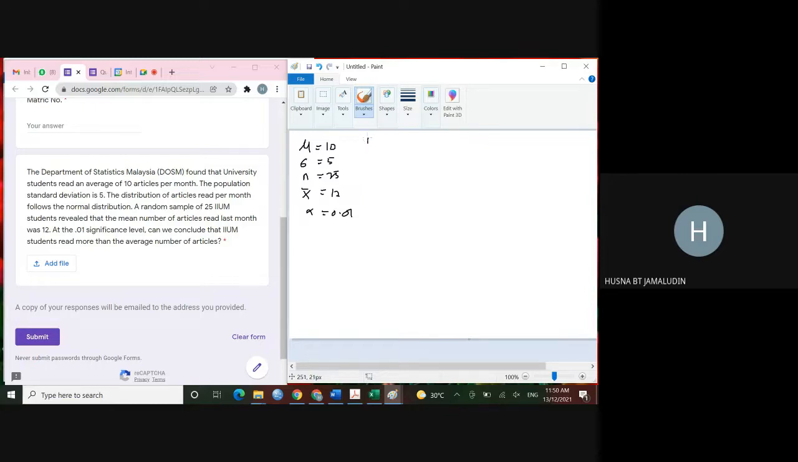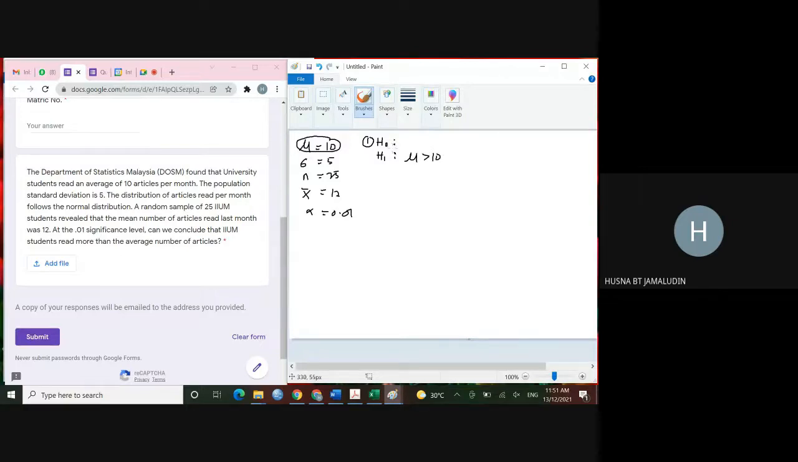So the first one is you have to derive your hypothesis, H null and H1. Some of you may write HA, which refers to alternative. HA or H1 and HA are the same thing. I can accept both. So what is your H1? Can we conclude that IIUM students read more than the average number? So more than, right? So what is the average number? This is the average number, 10. Mu is more than 10.